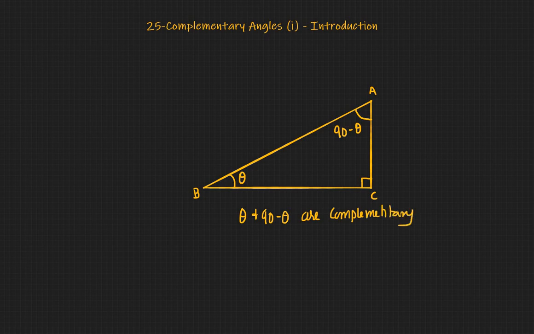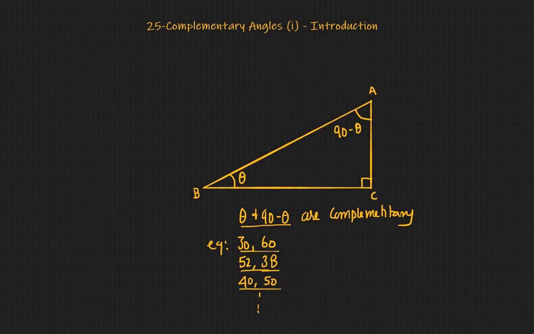So we can give some concrete examples: 30 and 60, right? And 52 and 38. You will see that this is 90 minus 52. So if you add both these angles, they should give you 90 degrees. You can come up with maybe many more examples. All of these are complementary angles.